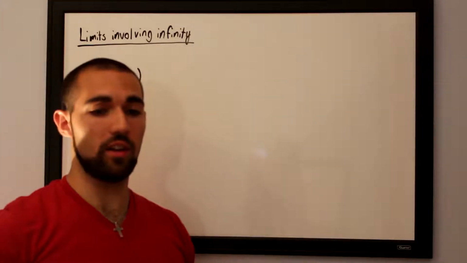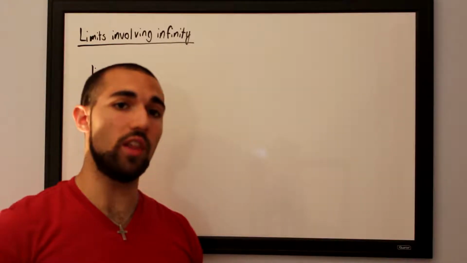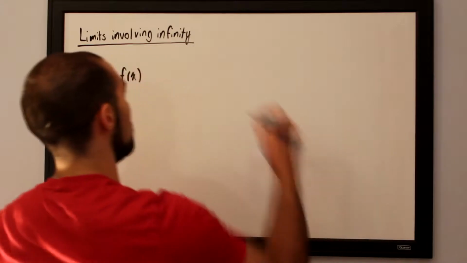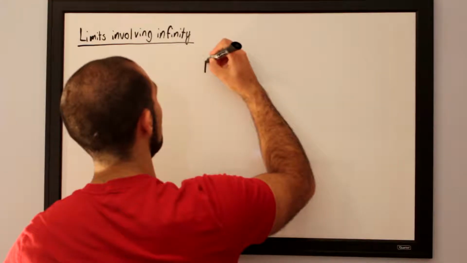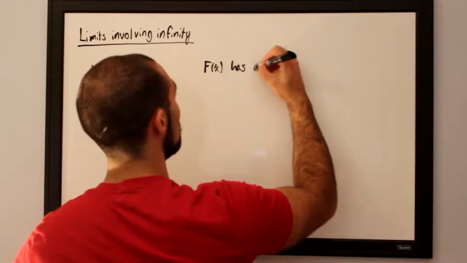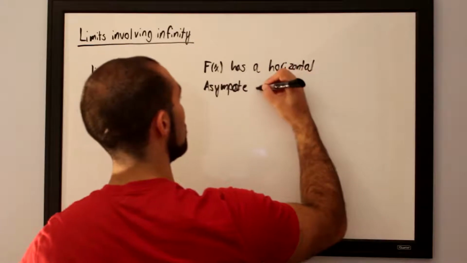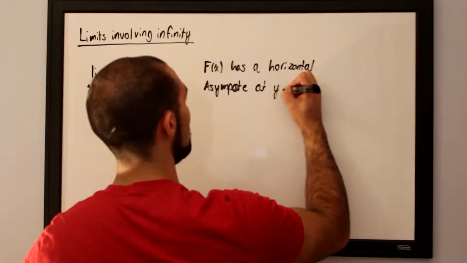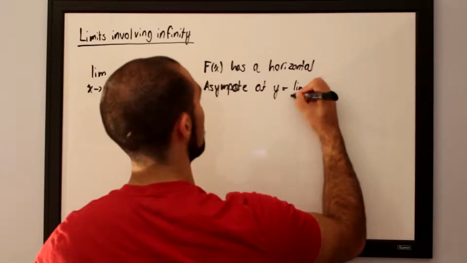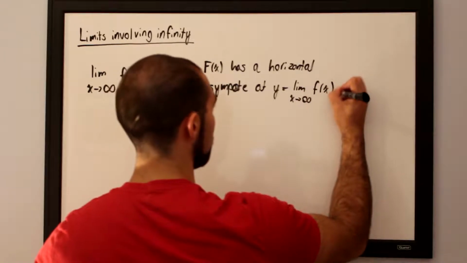And a little side note that I'm going to mention right over here, this is going to become relevant later on in the video. We say that a function f of x has a horizontal asymptote at y equals the limit as x approaches infinity for f of x.